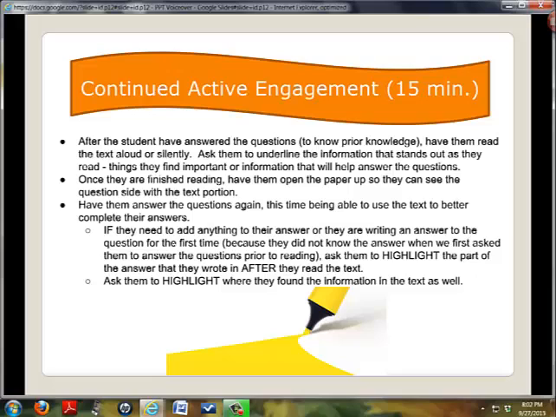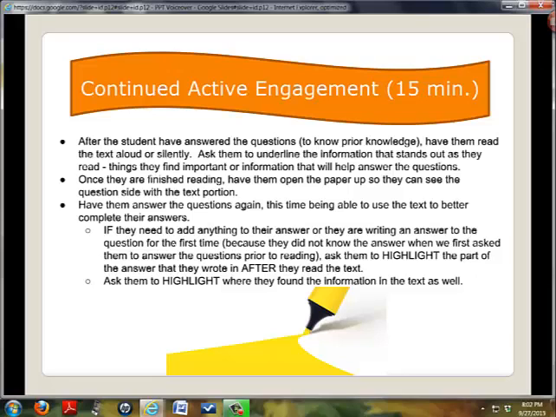After the students have answered the question, ask them to underline the information that stands out. Once they are finished reading, have them open the paper up so they can see the question side next to the text portion. Have them answer the questions again, this time using the text to better complete their answers.